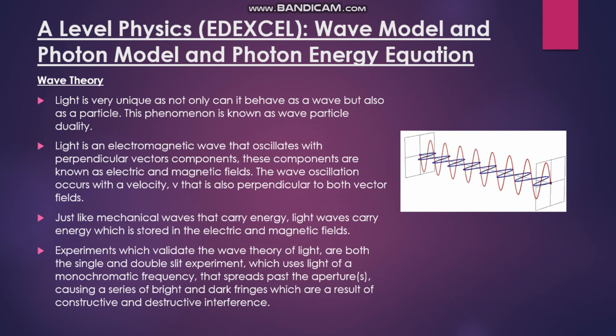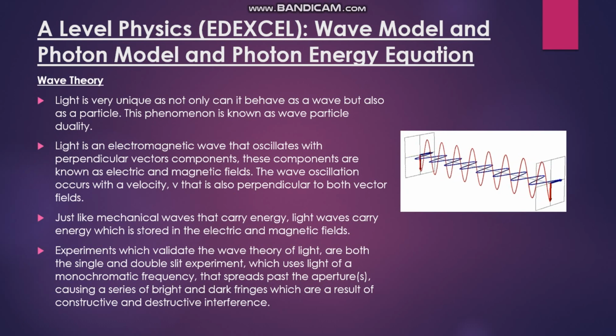Now, considering the wave theory of light, we know that light is very unique, as not only can it behave as a wave, but also as a particle, and this phenomenon is known as wave-particle duality. Now, light is an electromagnetic wave that oscillates with perpendicular vector components, and these components are known as electric and magnetic fields. The wave oscillation also occurs with a velocity v that is perpendicular to both these vector fields.